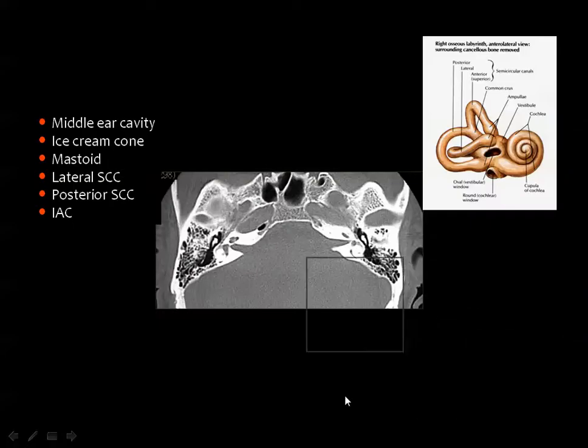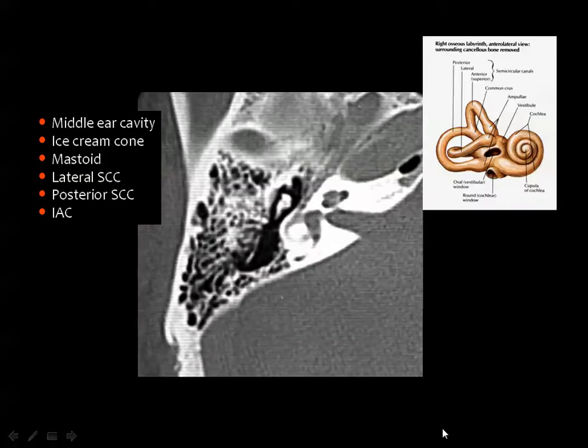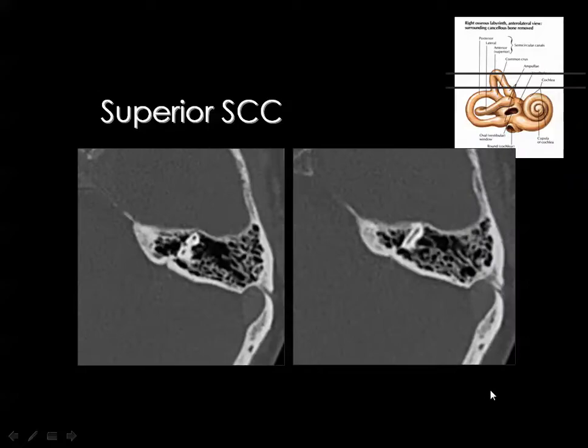Then look carefully once more here. At this level you can see the ice cream cone, head of the malleus, incus, incudomalleal joint, middle ear cavity, aditus ad antrum, mastoid antrum. In the inner ear you see the lateral semicircular canal, the vestibule, and part of the posterior semicircular canal.